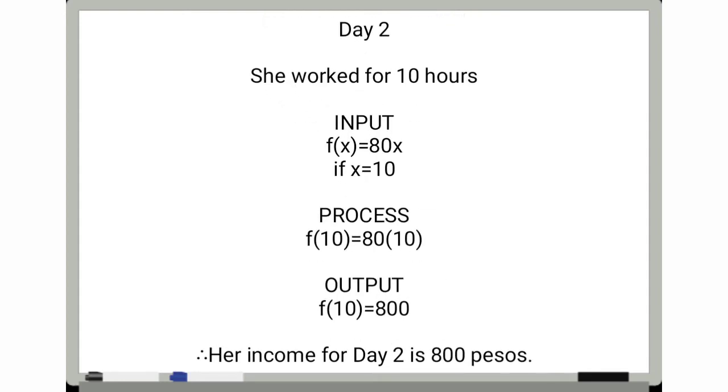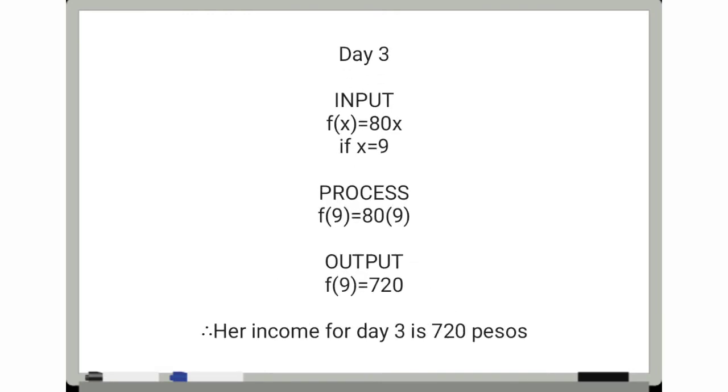In day 2, she worked for 10 hours. Our input is f of x equals 80x. If x is equal to 10, our process is f of 10 equals 80 times 10. Our output is f of 10 equals 80 times 10 equals 800. Therefore, her income for day 2 is 800 pesos.